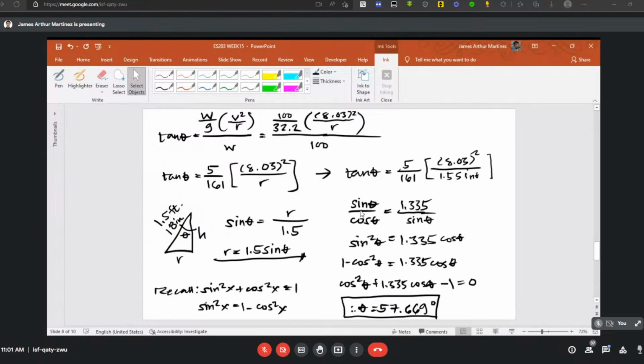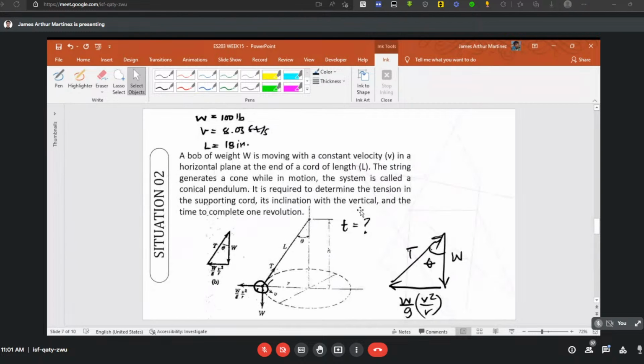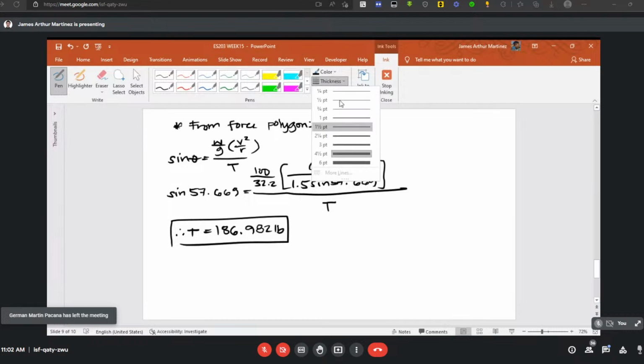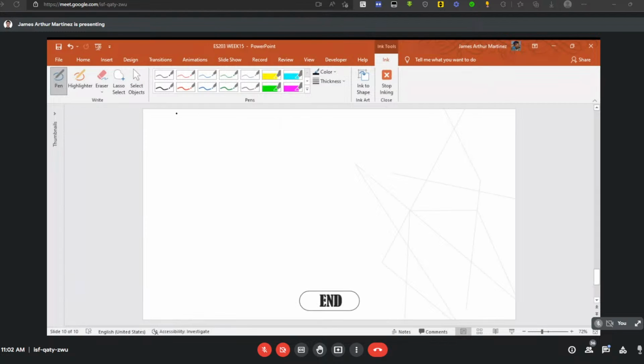Anyway, we have computed for the angle of inclination as well as for the tension in the cord. Therefore, we only have one remaining problem for situation 2, which is the time to complete one revolution. So how do we compute for time?